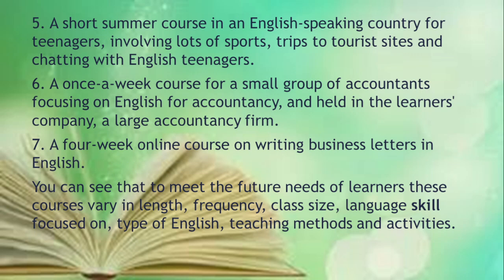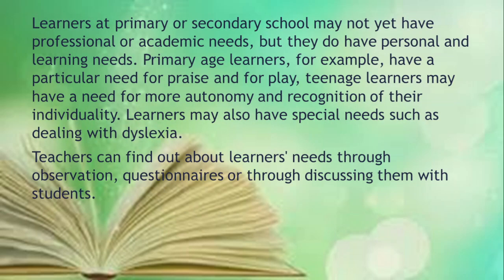You can see that to meet the future needs of learners, these courses vary in length, frequency, class size, language skill focused on, type of English, teaching methods, and activities. Learners at primary or secondary school may not yet have professional or academic needs, but they do have personal and learning needs. Primary age learners, for example, have a particular need for praise and for play. Teenage learners may have a need for more autonomy and recognition of their individuality. Learners may also have special needs such as dealing with dyslexia.